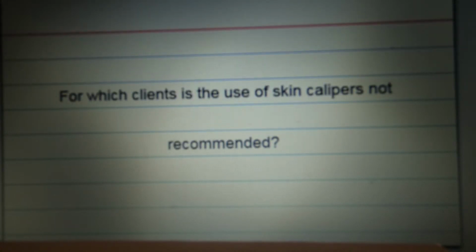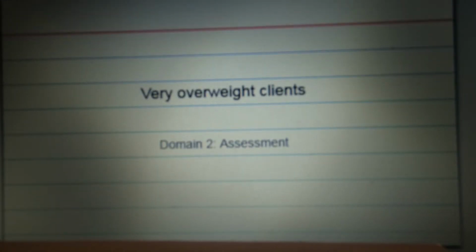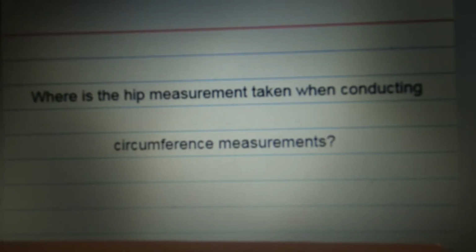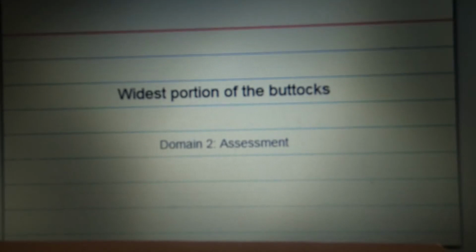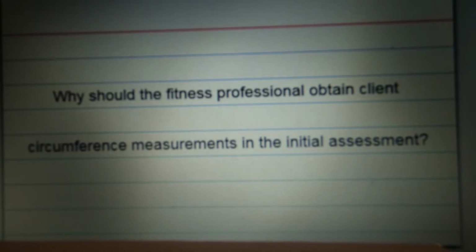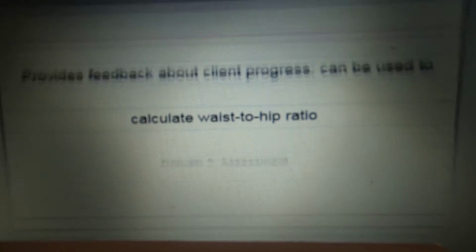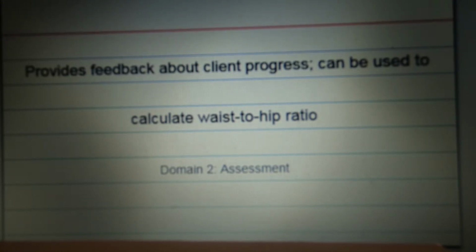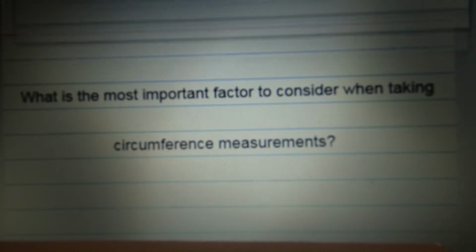For which clients is the use of skin calipers not recommended? Very overweight clients. Where is the hip measurement taken when conducting circumference measurements? Widest portion of the buttocks. Why should the fitness professional obtain client circumference measurements in the initial assessment? Provides feedback about client progress, can be used to calculate waist to hip ratio.